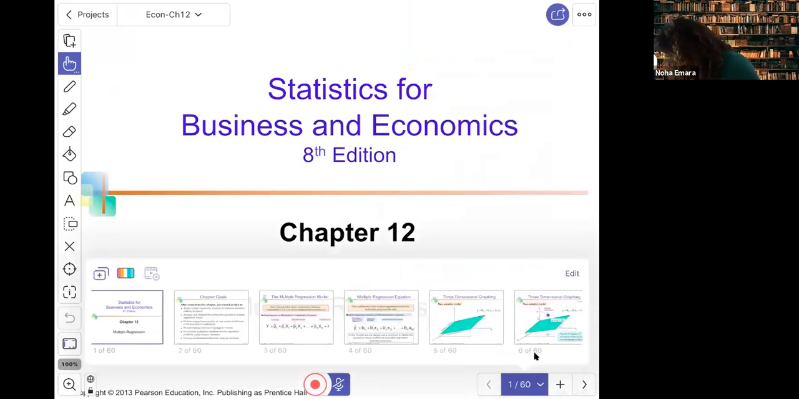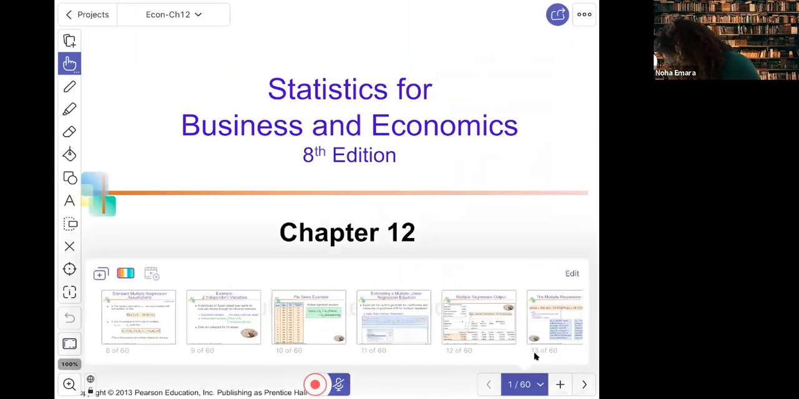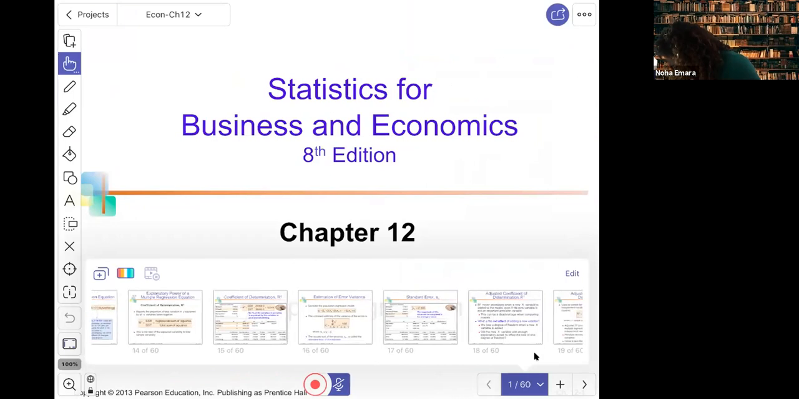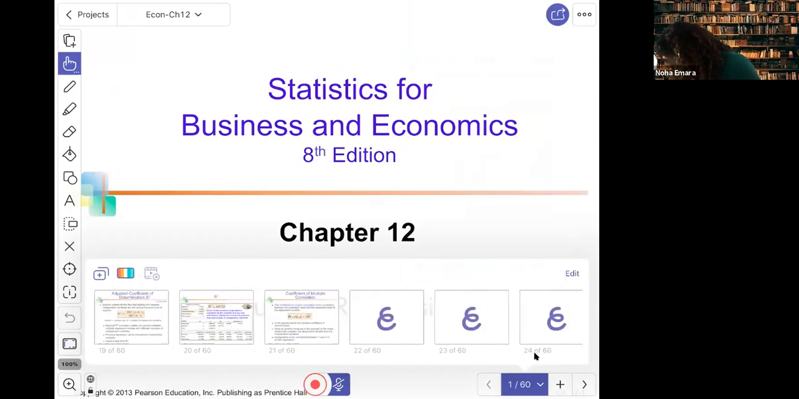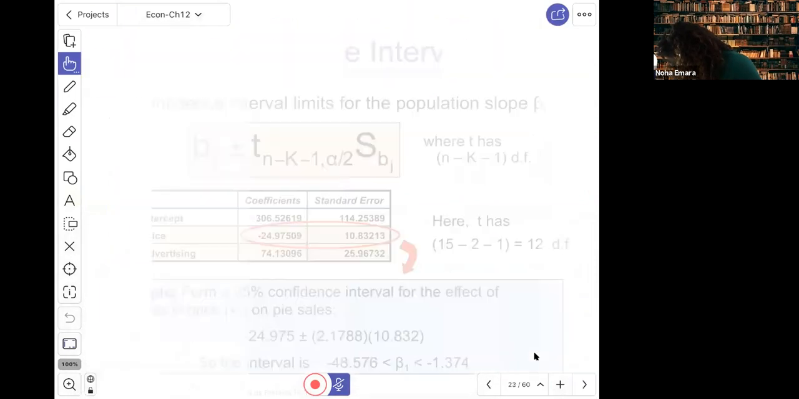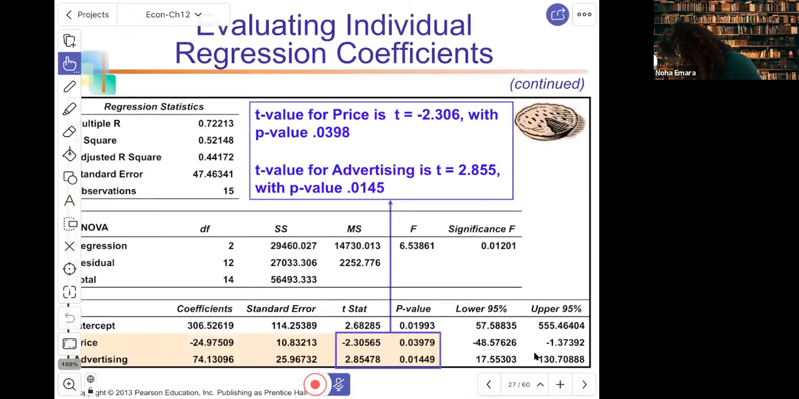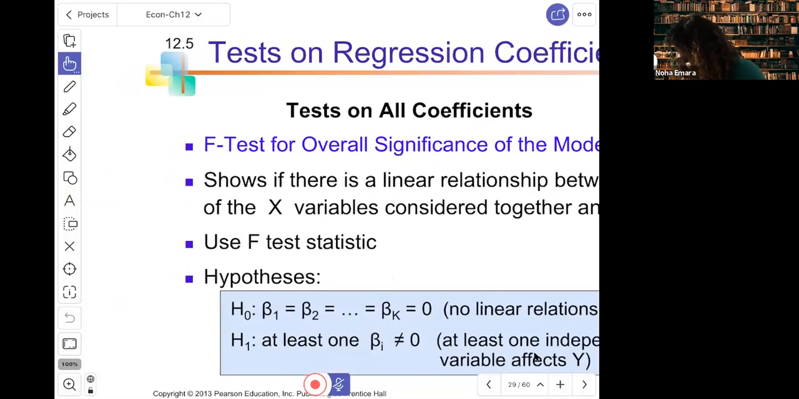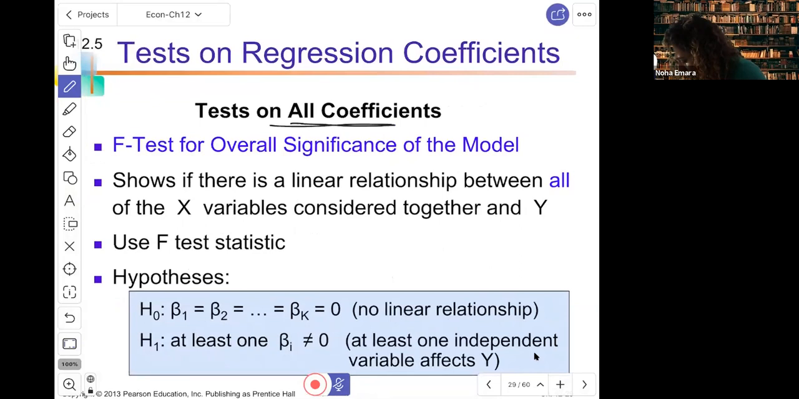So in a multi-regression, I'm not going to go over everything because I just want to first show you the F. So the F statistic when I have more than one coefficient, okay? So when I'm testing all coefficients, you're testing all the coefficients in the model, you're testing the overall significance of the model. That's where the F is very helpful, okay? It's very helpful because I'm doing a test for everything in the model.